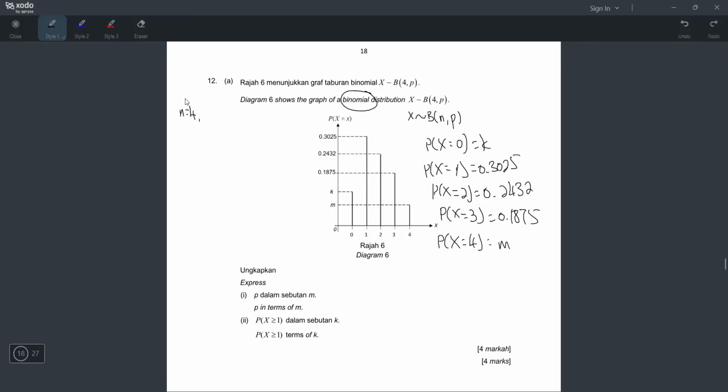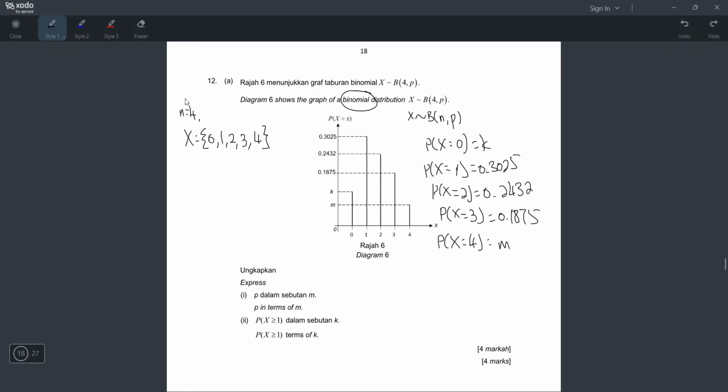Do you remember we already know the total number of trials is 4? It means my x will be 0, 1, 2, 3, 4. Because if the total number of trials is 4, all the possible values of x will be 0 successes, or maybe 1, 2, 3, or 4. And it makes sense because if you look at the graph, you have 0, 1, 2, 3, 4. So what is the total probability? What happens when you add all these numbers together? You should get 1, because total probability must be 1.